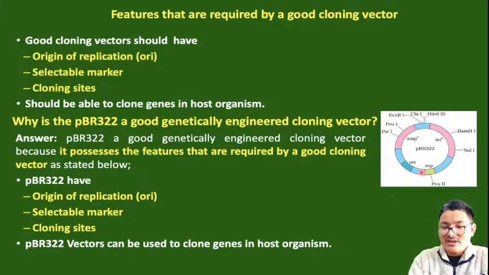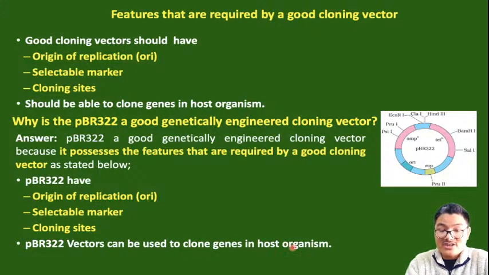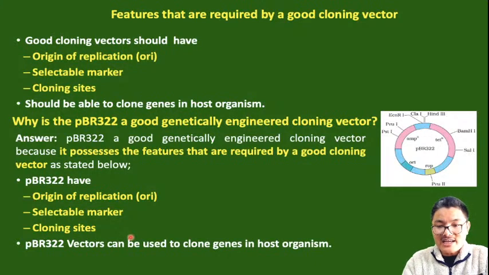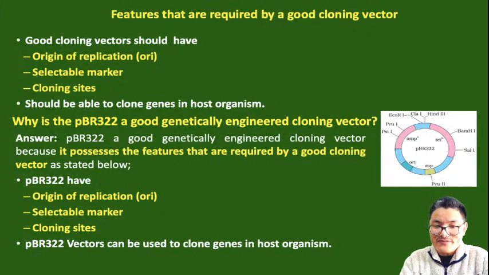And pBR322 can easily clone itself and multiply in a host organism. Particularly in genetic engineering, we use E. coli, so pBR322 can easily multiply in E. coli. These are the main points that you need to remember. In the next class, we'll see how we select recombinants from non-recombinants. I hope you have understood this topic.